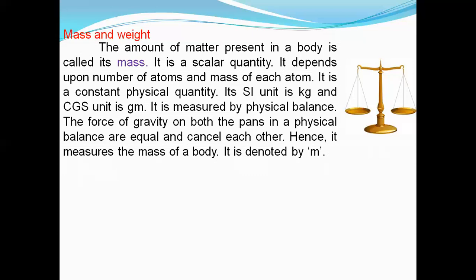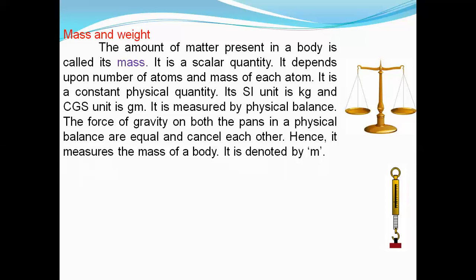Its size won't change, nothing changes, so it won't change. Its SI unit is kg and CGS unit is gram. It is measured by a physical balance. Here are two pens, so the force exerted on one pen, that is gravity exerted on one pen, is balanced by the gravity exerted on another pen, and they cancel each other, and because of that, it measures simply mass. It is denoted by small m.